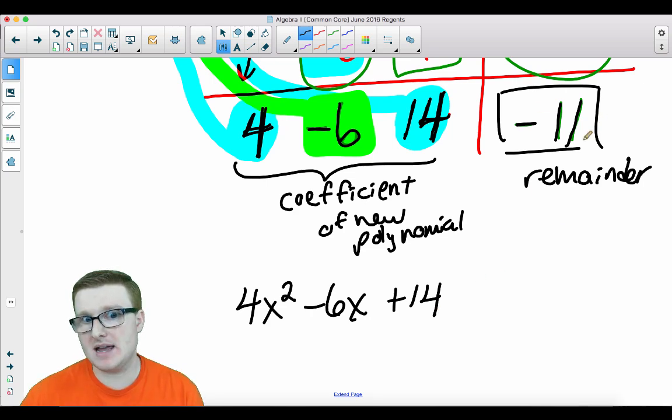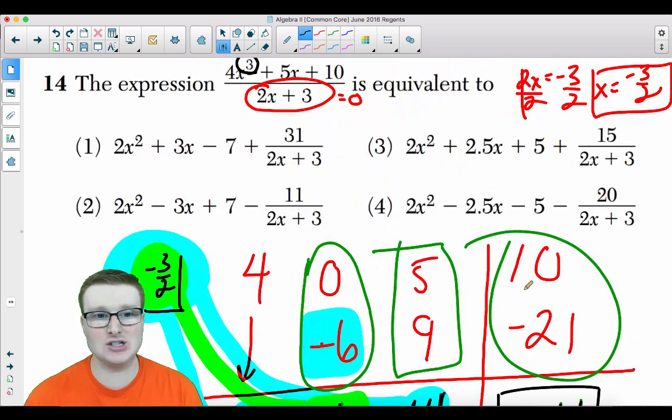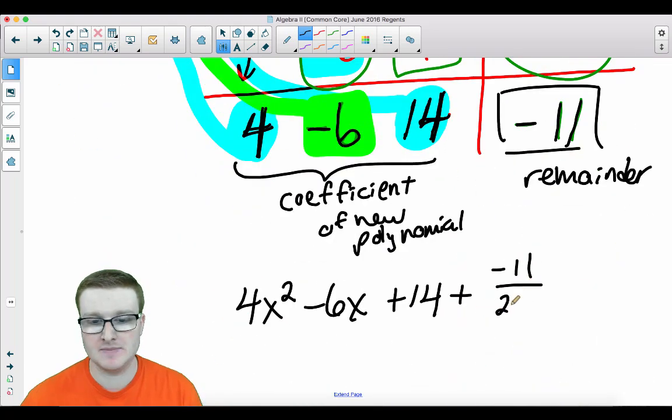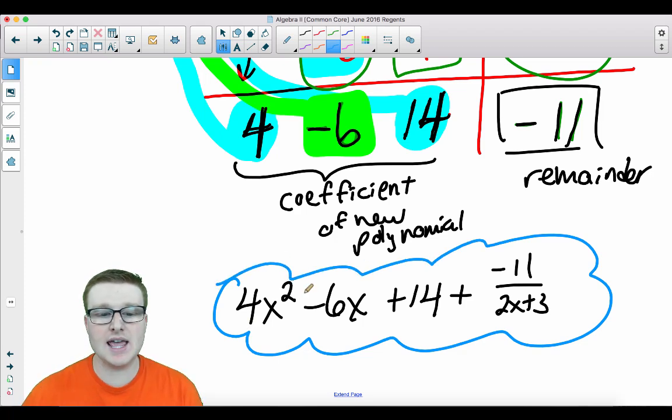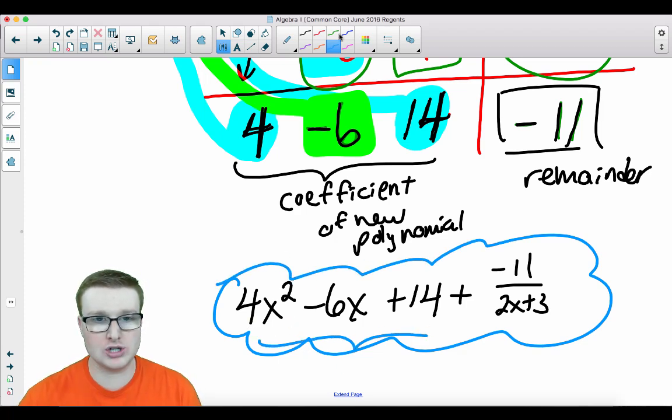Now, what do we do with that remainder? Well, we add on the remainder over the divisor, which is 2x plus 3. Ladies and gentlemen, that is called the division algorithm. The division algorithm is you take, this is called your quotient, okay? This is called your quotient.